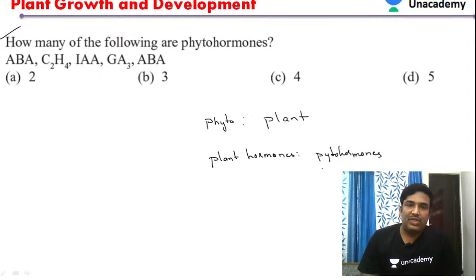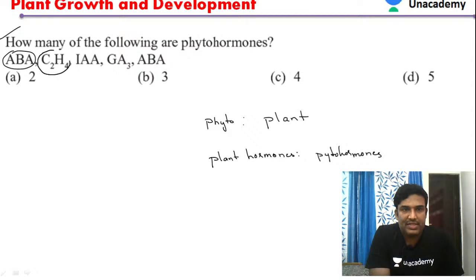There are different types of plant hormones. Let us see what they are. The first one is ABA, abscisic acid. Another one is ethylene. Then IAA, indole acetic acid. GA3, gibberellic acid. Then once again it is given as ABA, abscisic acid.